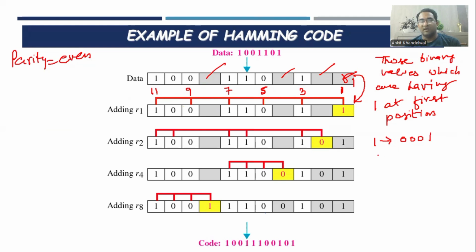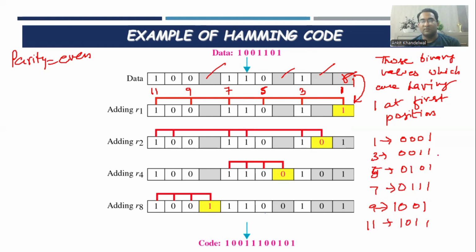Then we have 3: 0, 0, 1, 1. Then we have 5, the binary value of 5, that is 0, 1, 0, 1. Then we have 7: 0, 1, 1, 1. Then we have 9: 1, 0, 0, 1. Then we have 11: 1, 0, 1, 1. So in all of these binary codes, we have 1 at the first position. That's why we are considering all these values.